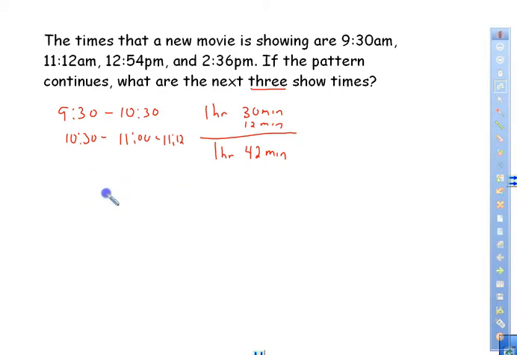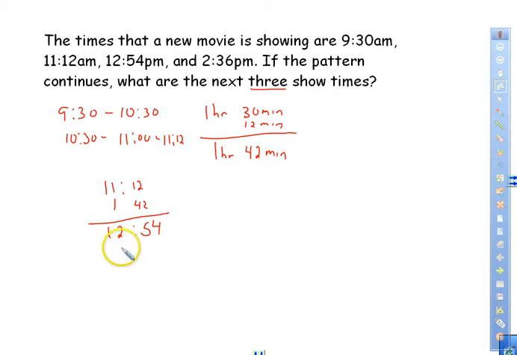So if we go from 11:12 and add 1 hour 42 minutes, I add 1 to the hours and 42 to the minutes. If we add those up, we get 4 and 5, and here is 2 and 1 when we add, and 12:54. So that appears to be our correct pattern.